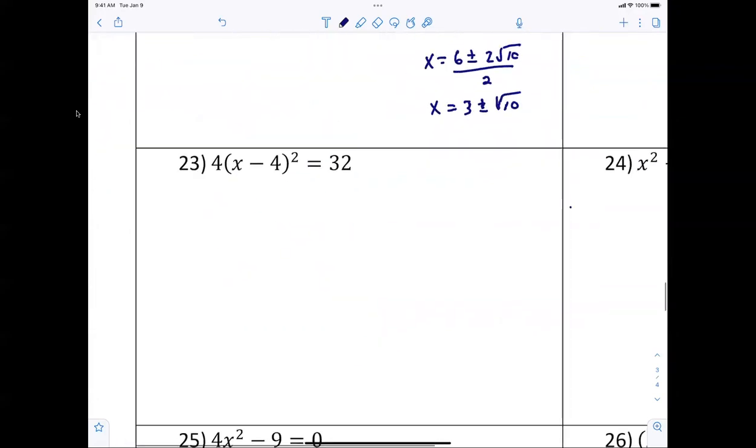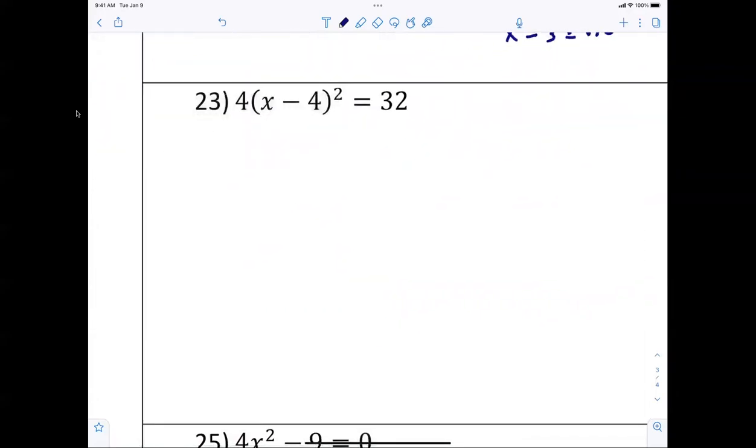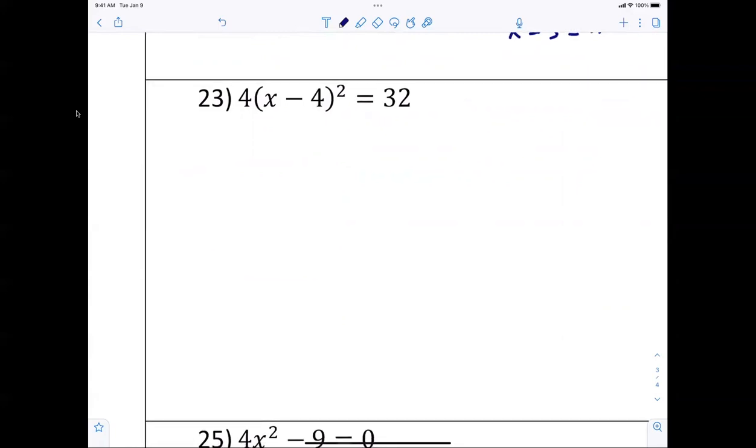All right, let's look at 23. Now, 23, you should recognize that has what? 1 square term. So we can do it by taking the square root. Isolate the square first by dividing by 4. Divide by 4, divide by 4. So now I have x minus 4 squared equals 8.